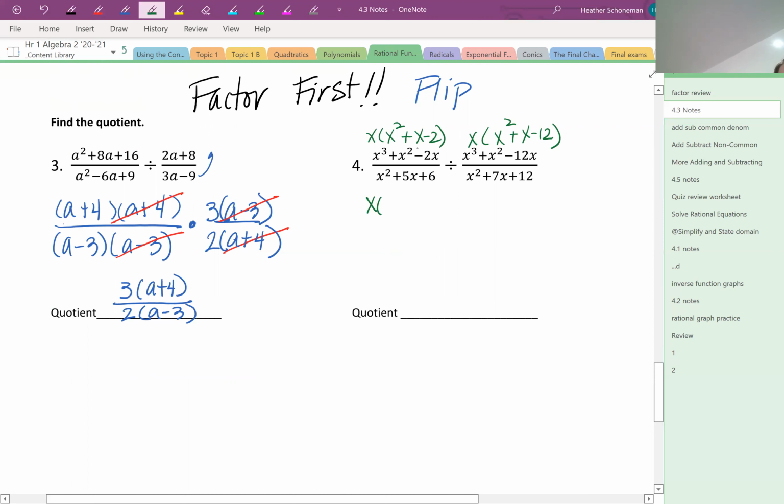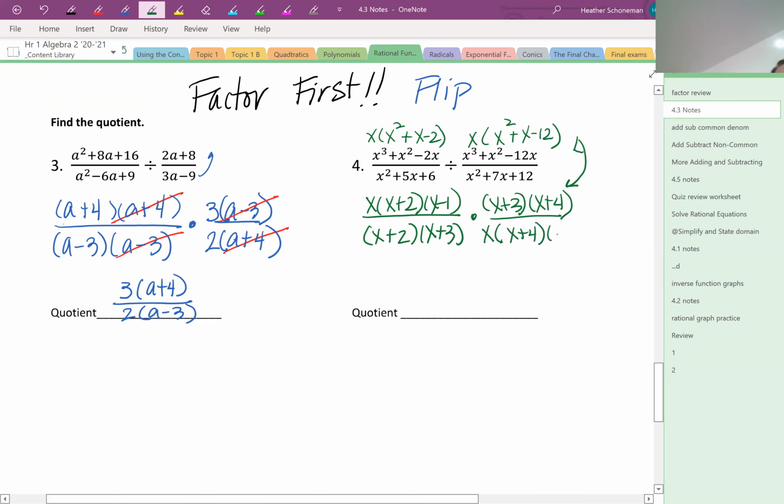So over here, my 2 numbers that multiply to -2 and add to 1 would be +2 and -1. Here, my 2 numbers would be 2 and 3 times. Now remember, we're flipping it. So the x squared plus 7x plus 12 goes on top. So this is x plus 3, x plus 4. Over here, I have an x, and then my 2 numbers would be +4 and -3.